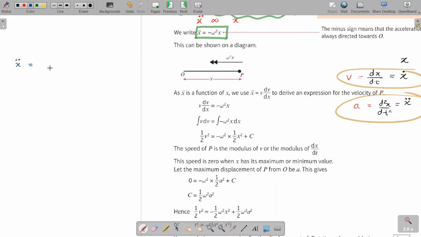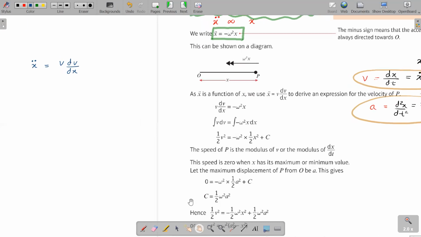X double dot, if it's a function of x, do you recall the equation in chapter 1 kinematics? You learned the acceleration, if it's a function of time, we use acceleration dv by dt. If acceleration is a function of displacement, we use, do you recall? V dv by dx. Is this okay?